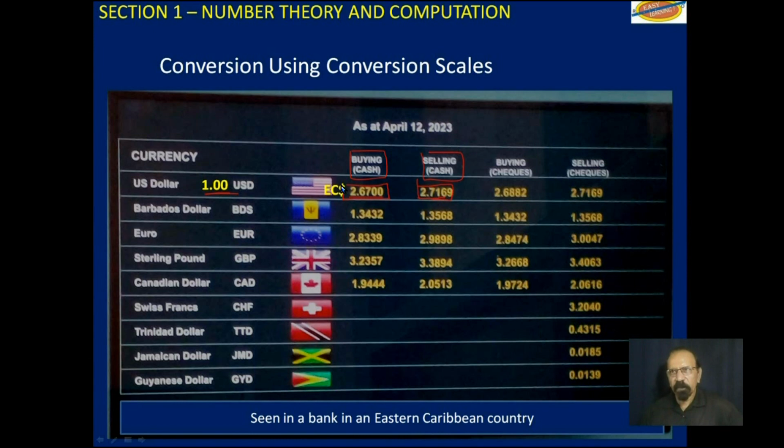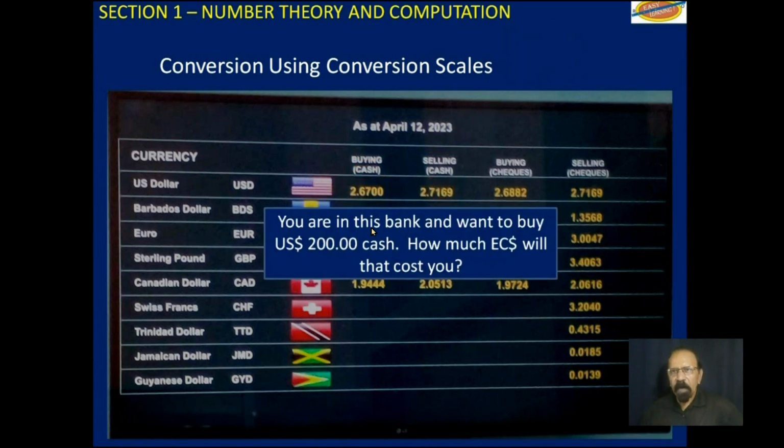That is cash. If you turn up with checks, then they will buy the check at that rate and sell at this rate if you want to buy US dollars in check. Now remember, this buying and selling and so on is from the bank's perspective, not yours. So you are in the bank and want to buy 200 US dollars cash. How much EC will that cost you?